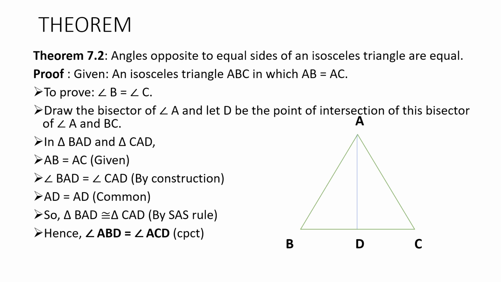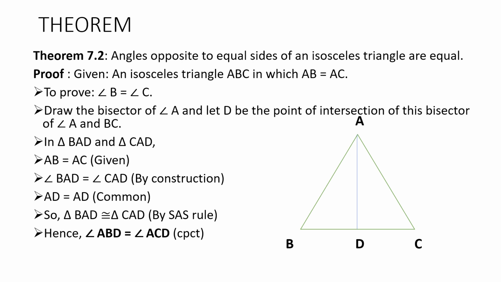Theorem 7.2 says that angles opposite to equal sides of an isosceles triangle are equal. Let us prove it. We are given an isosceles triangle in which two sides are equal. So let AB be equal to AC. We have to prove angles opposite to them. So angle opposite to AB is C and to AC is B. So angle B and C are congruent.